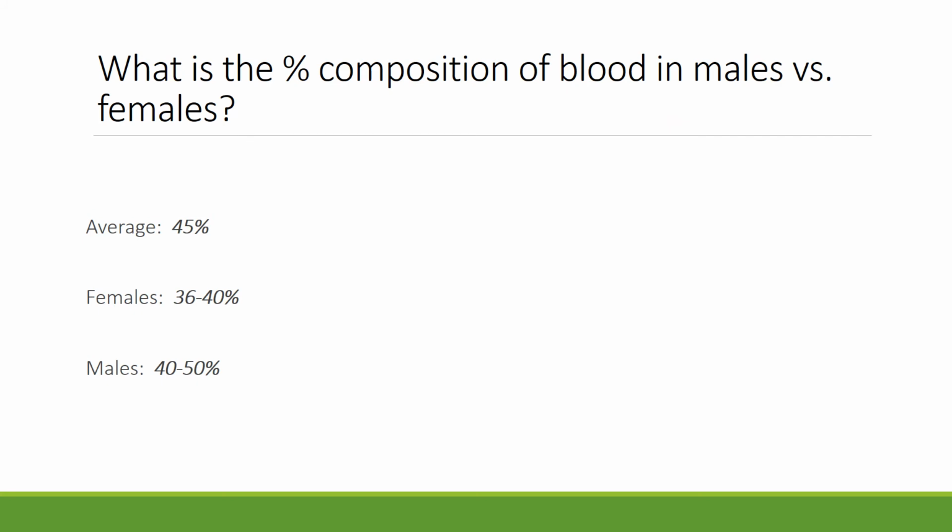The average hematocrit value is 45%, but there's a difference on the average in males and females. Females usually have hematocrits that range from 36 to 40%, and males' hematocrits range from 40 to 50%.